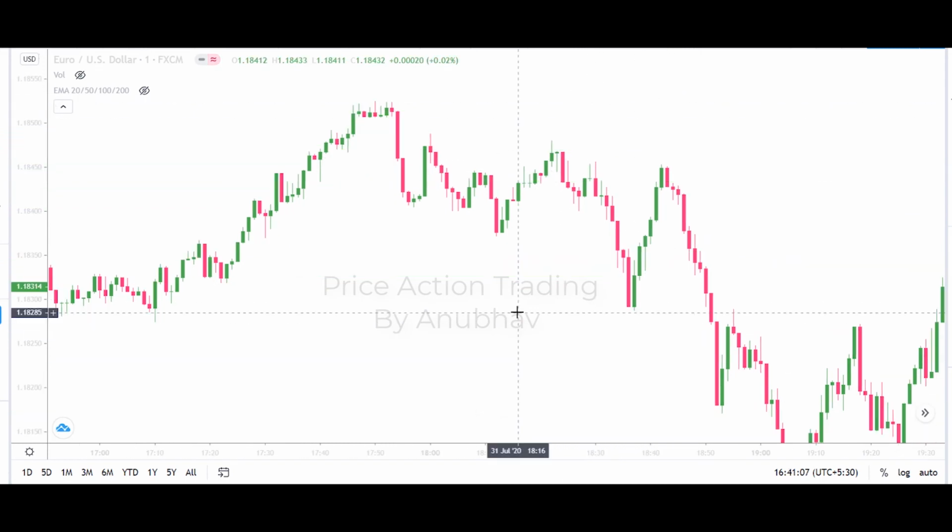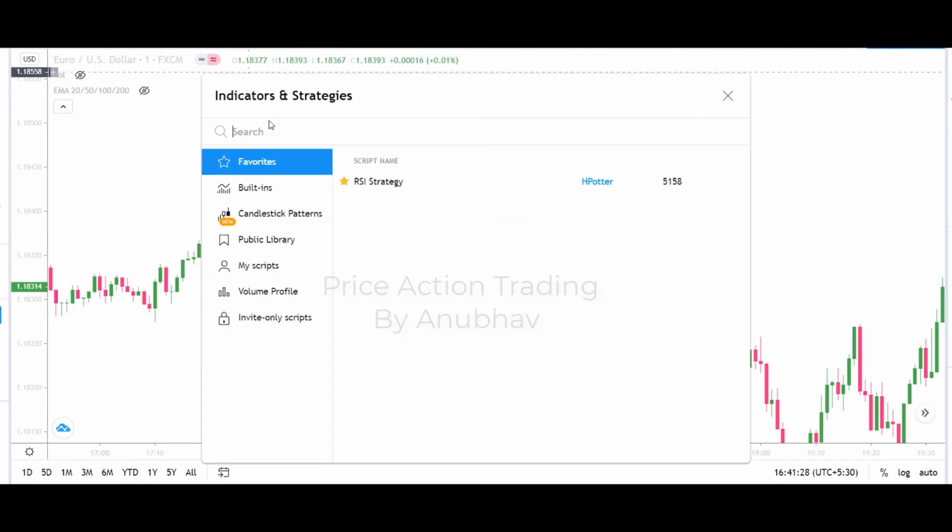So the best thing to avoid the choppy market is to plot moving averages on the market. Do not take trades based on the moving averages. These are just to avoid the choppiness in the market. There are lots of indicators, but the best one is the moving average. If you're doing price action, probably the moving average is your best friend. So let's plot the moving average here.